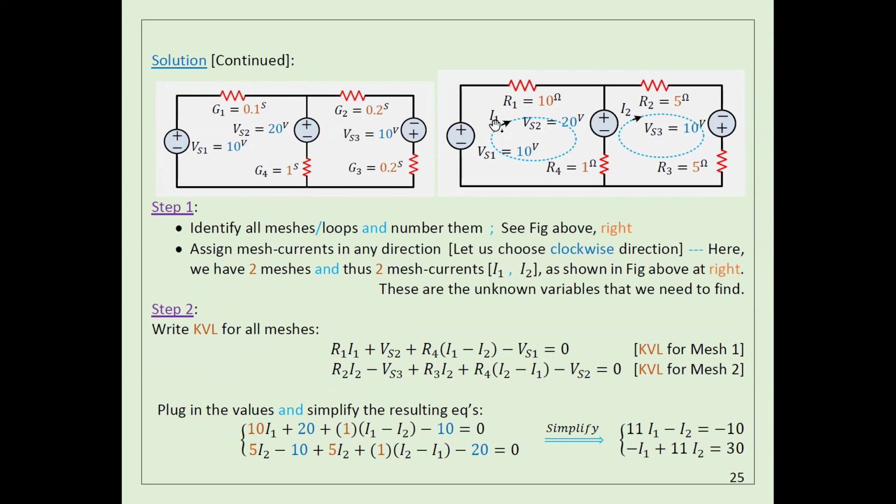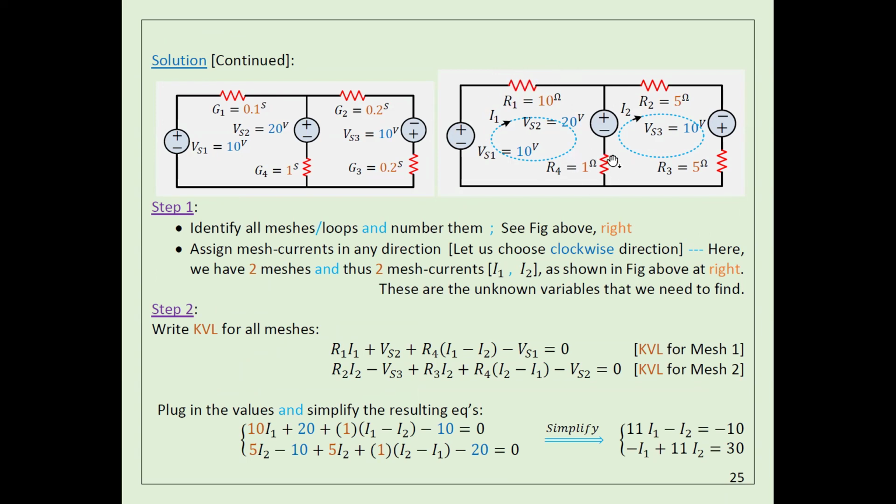Okay, I'm gonna assume the current in this loop is I1. The current here is I2. The current here is I2. So these are my unknowns. If I can find I1 and I2, I can get everything else. But here, I'm gonna tell you how, simply because the current here is only I1, okay?